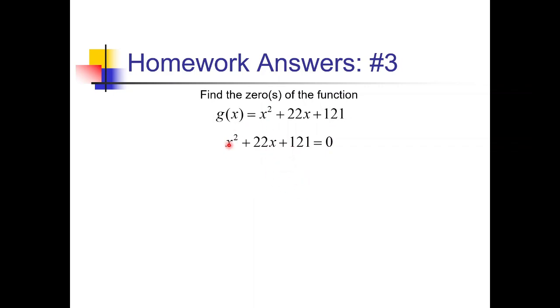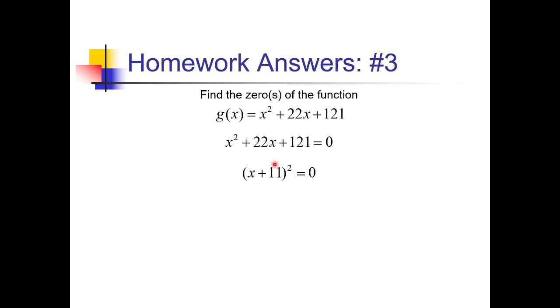So the square root of x squared is x, square root of 121 is 11, and the middle sign here is positive, so this might be x plus 11 quantity squared equals 0. It might be. I don't know for sure, though, until I actually test it out.